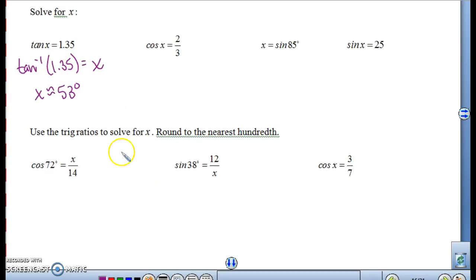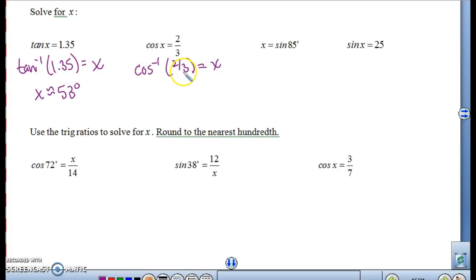Okay, now notice this was a decimal. This one is a fraction. Cosine x is equal to 2/3. We want to know the angle whose cosine is 2/3, or 0.66666. But the calculator will do the fraction for you. So we want to find cos inverse of 2/3 is equal to x.